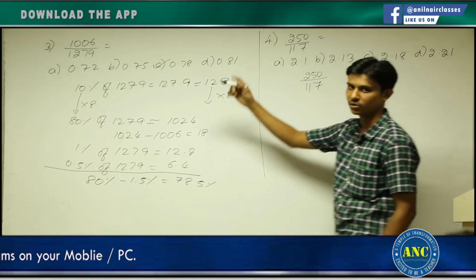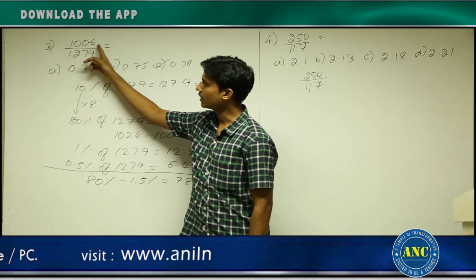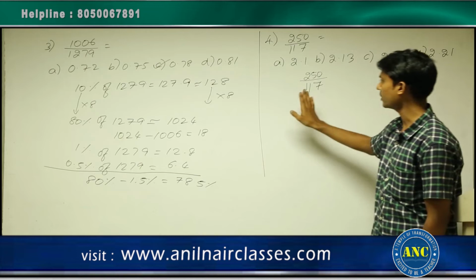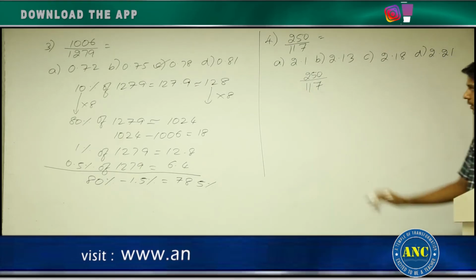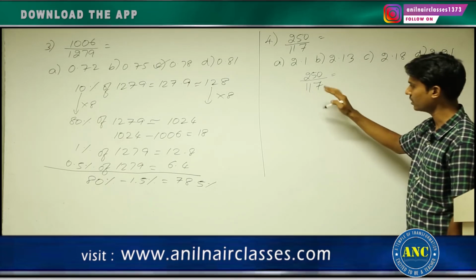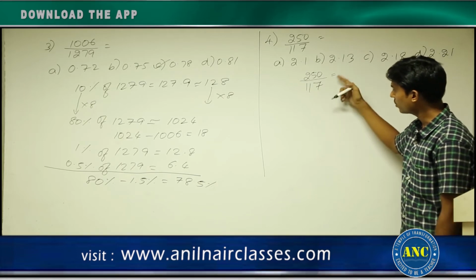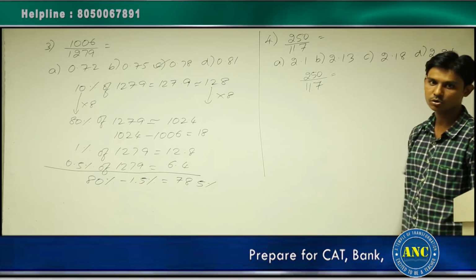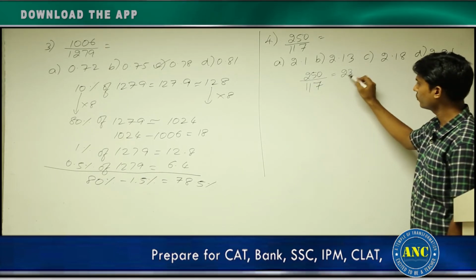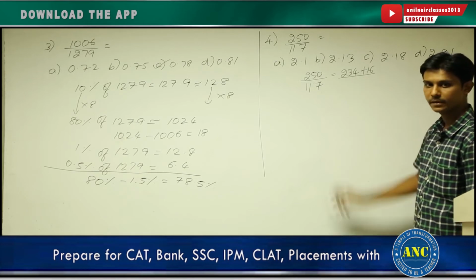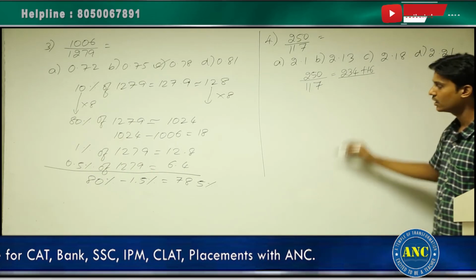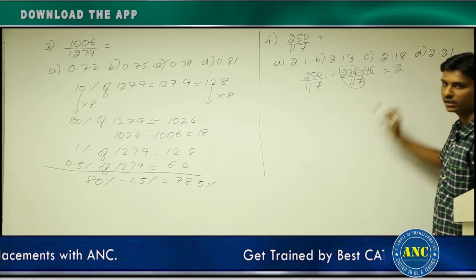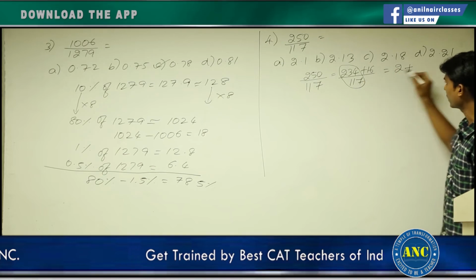If you observe the first three questions, numerator is lesser than the denominator. That means it is a proper fraction. Now it is an improper fraction. Numerator is greater than the denominator. When it is an improper fraction, the best way to solve it is to make one of the terms in the numerator a multiple of denominator. What is 117 into 2? 234. Can I write 250 as 234 plus 16? 234 plus 16 is 250 only, right? Divided by 117. Why am I making like this? 234 divided by 117 is 2, plus 16 divided by 117.